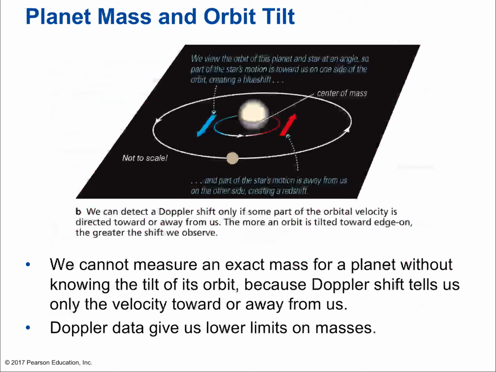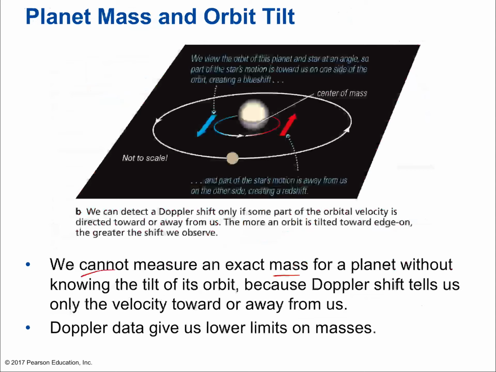Okay, so can we measure an exact mass for a planet without knowing the tilt of its orbit? We cannot, because the Doppler shift tells us only the velocity towards or away from us, right? So it's only telling us a component. So unless we're sure what the tilt of that orbit is, that's one big caveat: we're making an estimate of the mass, okay?